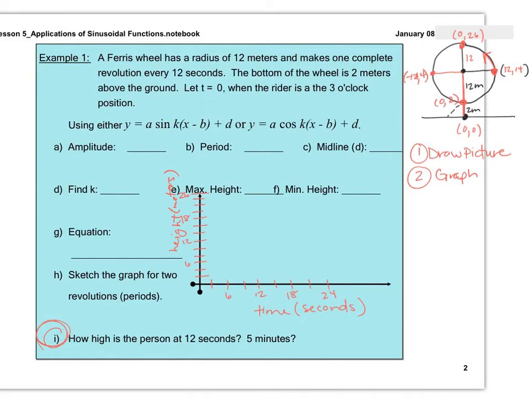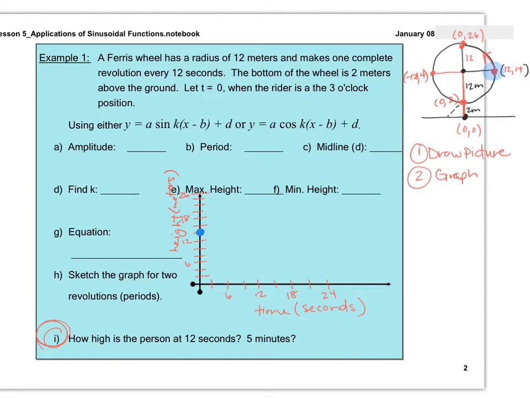Then we want to start placing our dots. So after 0 time has passed, think about where you are on the ride. Well, this is our starting position. I'm highlighting it in blue. That's where 0 time has passed. So at 0 time, our height is 14. I'm going to put a dot at 0, 14.